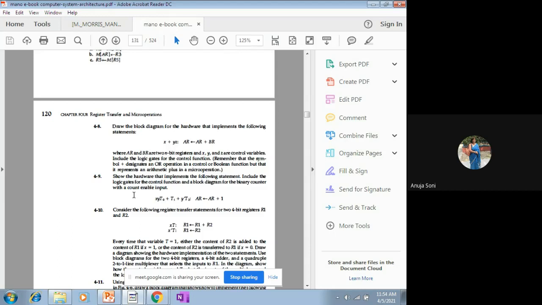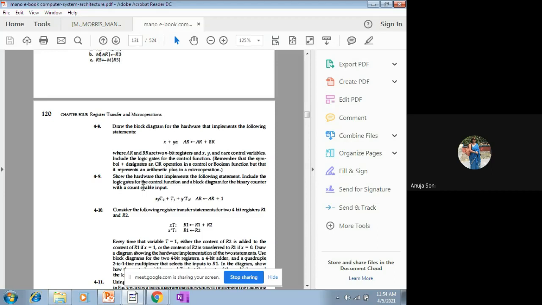Now I come to question number 4.9. Show that the hardware that implements the following statement includes the logic gates. All these questions that we are discussing, you have to submit in the form of an assignment, either by mail or by uploading on Google Classroom by tomorrow night.